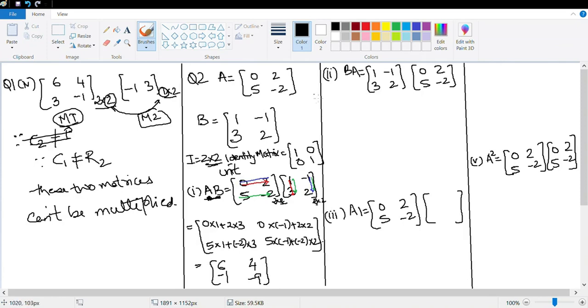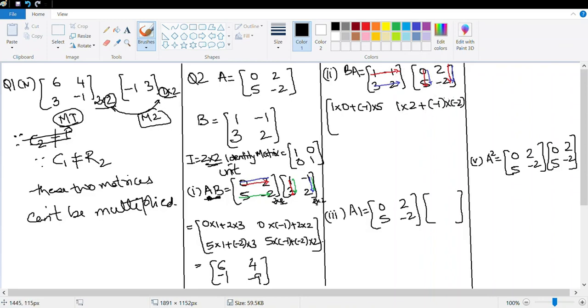Let's check BA. Same question, but now I am multiplying B with A. So let's see how it would work. I'll take this row and multiply it with this column, then I'll take 1, negative 1 and multiply it with here, then I'll take 3, 2 and multiply first here and then here. So it'll be 1 into 0 plus negative 1 into 5, then 1 into 2 plus negative 1 into negative 2. Done.